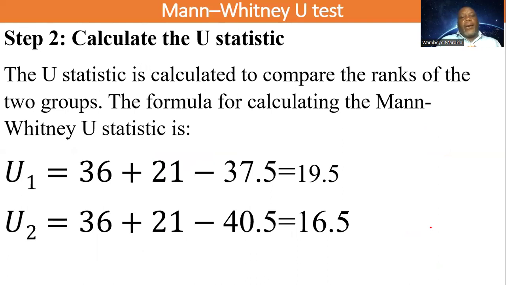So in Mann-Whitney, we use the lowest number we get so that we can test our null hypothesis. We don't use the largest. We use the smallest. In this case, the smallest U is 16.5.